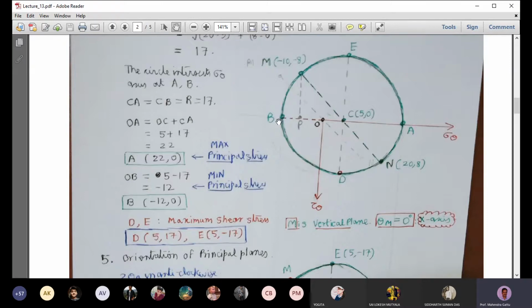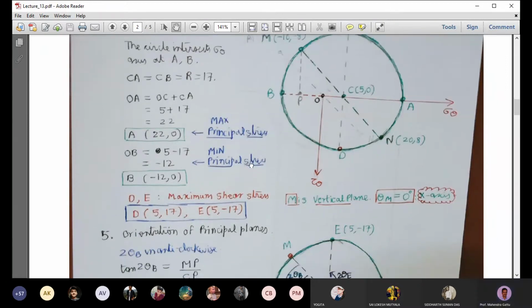And if you want to find the coordinate of B, from C we are moving in the leftward direction by 17 units. So we can get OB, that is, we are actually getting the coordinate: 5 minus 17, which is minus 12. It is a compressive stress, because minus 12 is compressive, and it is the minimum principal stress. So the coordinate is minus 12 comma 0.